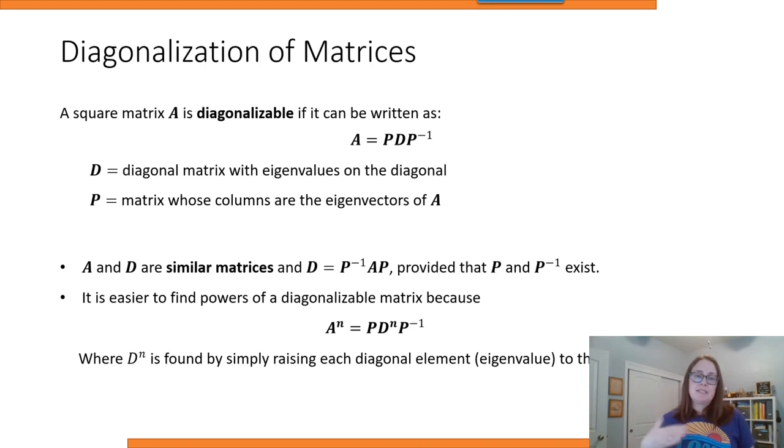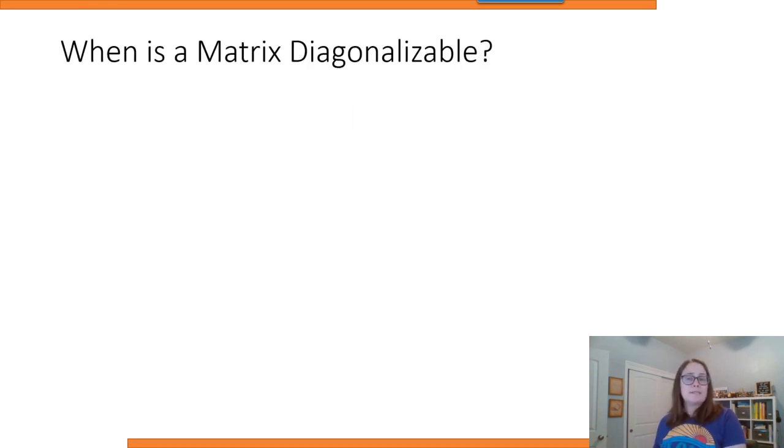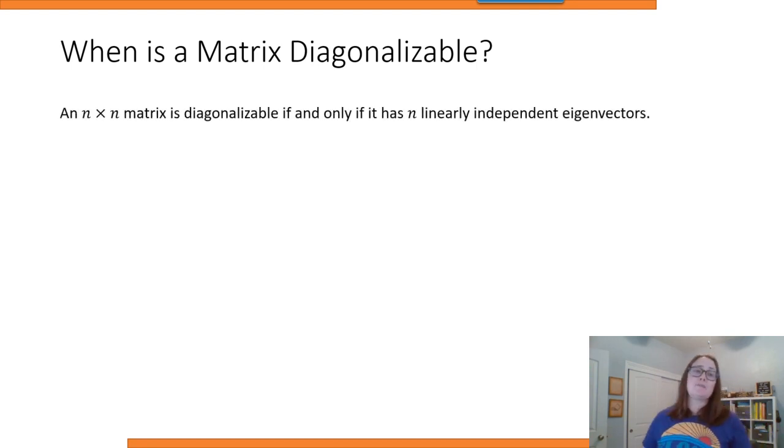And particularly because D to the n is a diagonal matrix, which is much easier to take a power of than A is. Okay, but today we're going to just focus on figuring out if a matrix is diagonalizable. So when is it diagonalizable? Well, again, we got to pull out some facts from a previous unit on matrices. First one, an n by n matrix is diagonalizable if and only if it has n linearly independent eigenvectors.